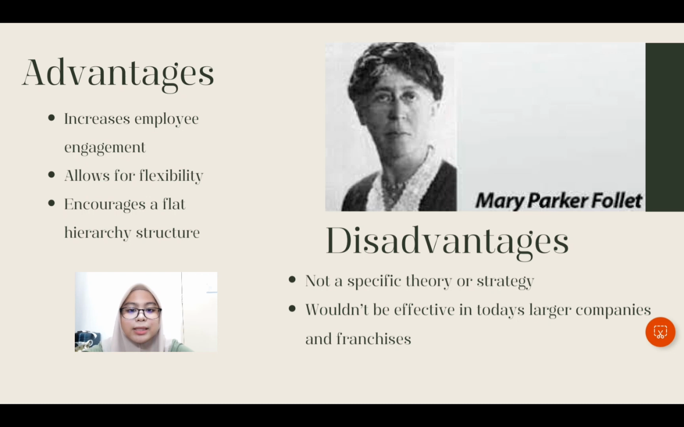Secondly, allow for flexibility. Follett's preference for two-way confidential conversation is handy when allowing for flexibility in a small business setting. Leader and staff must build mutual trust so that each party is comfortable anticipating rather than avoiding problems and pushback. Next, encourage a flat hierarchy structure. Employees at small businesses often wear many hats to accomplish business goals. In this environment, executives can champion the power with principle by expressing gratitude for the value each employee brings to the organization as well. A disadvantage of this theory is that it is not a specific theory or strategy and will not be effective in today's large companies and franchises.